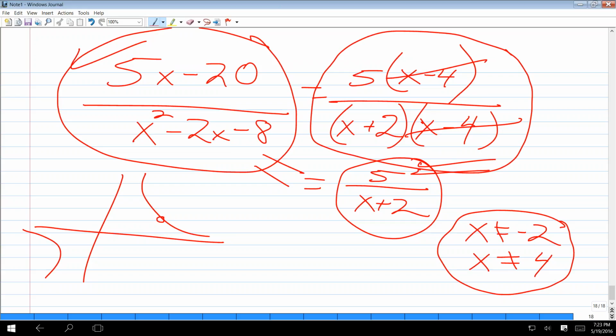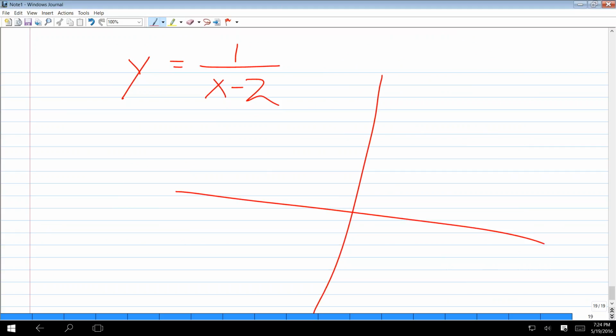We would have a vertical asymptote at minus 2. You know what a vertical asymptote is? You know what it means? Yeah. It's the line that it can't cross. Right. And in fact, if I take this function, y equals 1 over x minus 2, where's the vertical asymptote? At 2. And that's a dotted line.